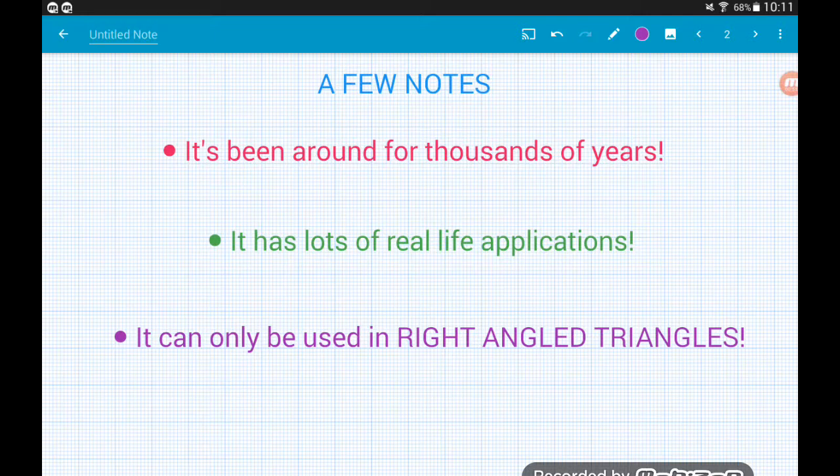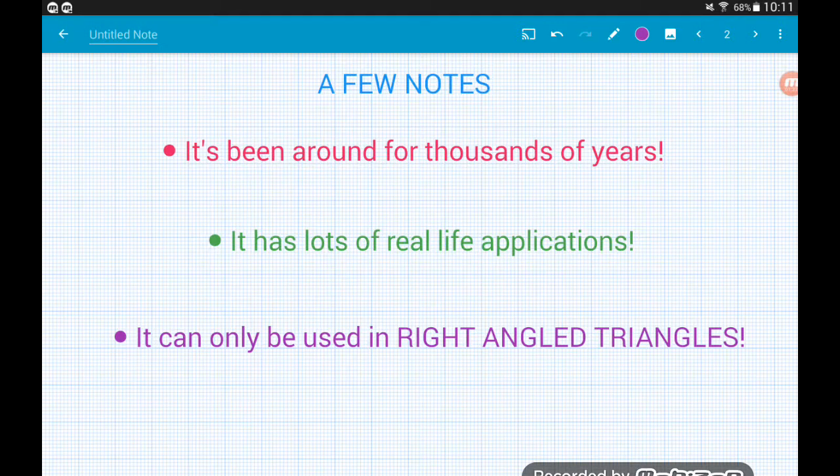It has lots of real life applications. I have quite a few builder friends, and they tell me they barely go a day without using Pythagoras. Cartographers use it when they're drawing their maps, and even something as simple as measuring the size of your TV screen. TV screen measurements are given by the diagonal dimension of your screen, from the bottom left to the top right, that's the hypotenuse of a right-angled triangle.